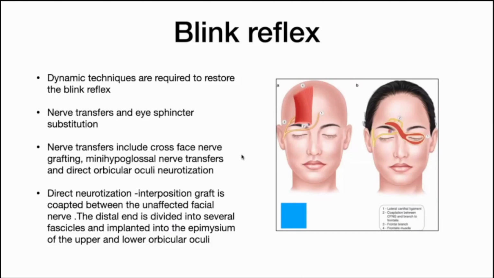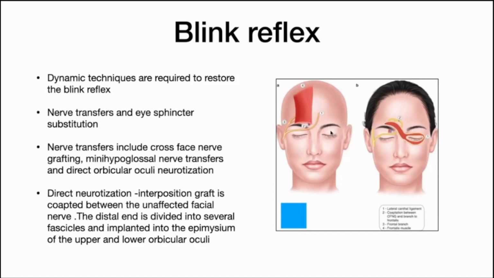In neurotization, an interposition graft is co-opted between the unaffected facial nerve and it is cut into fascicles. It is divided into fascicles, and these fascicles are then implanted into the epimysium of the upper and the lower orbicularis oculi. So this is direct neurotization of the orbicularis oculi muscle on the opposite side.